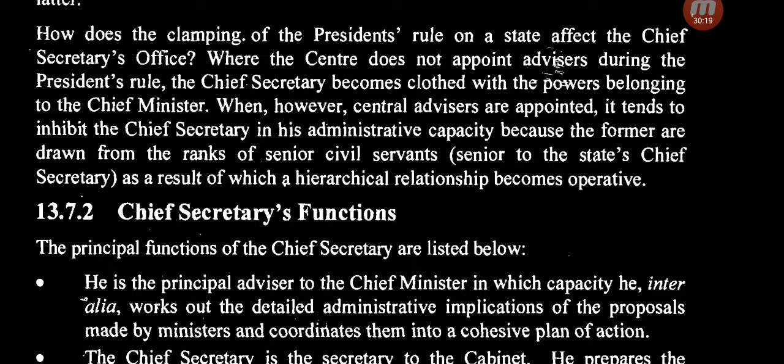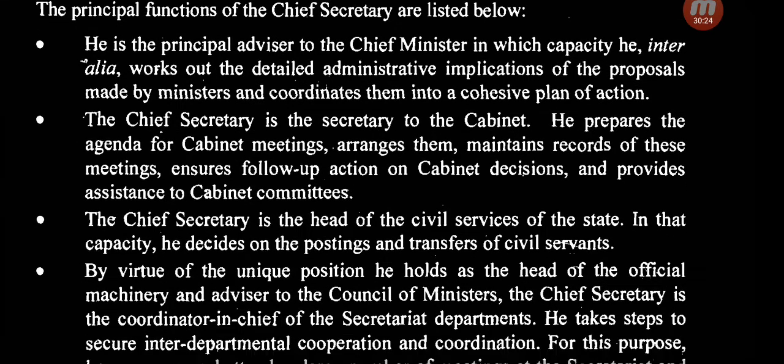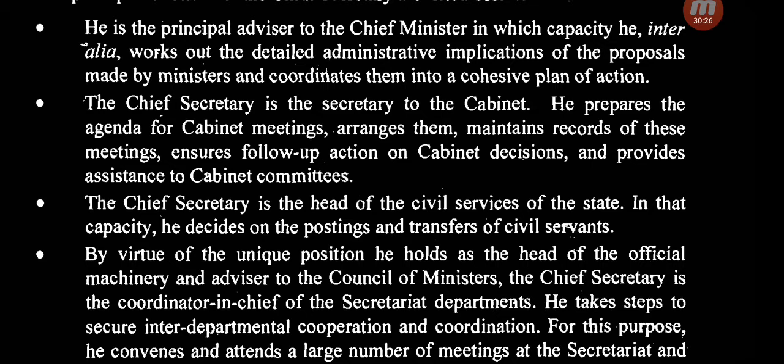Chief Secretary's functions. The principal functions of the Chief Secretary are listed below. He is the principal advisor to the Chief Minister, in which capacity he inter alia works out the detailed administrative implications of the proposals made by ministers and coordinates them into a cohesive plan of action. The Chief Secretary is the Secretary to the Cabinet. He prepares the agenda for Cabinet meetings, arranges them, maintains records of these meetings, ensures follow-up actions on Cabinet decisions, and provides assistance to Cabinet committees.